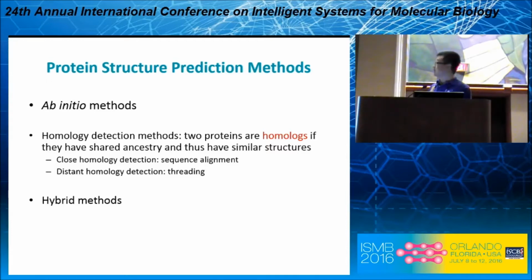And the second type of approach turns out to be better, and they are called knowledge-based methods, which are often referred to as homologue detection-based methods. So the underlying assumption is that two proteins are homologues if they share the same ancestry, and thus they should have similar three-dimensional structures.